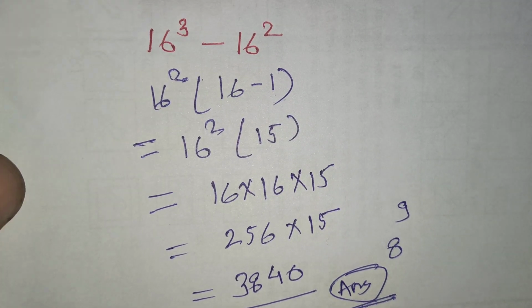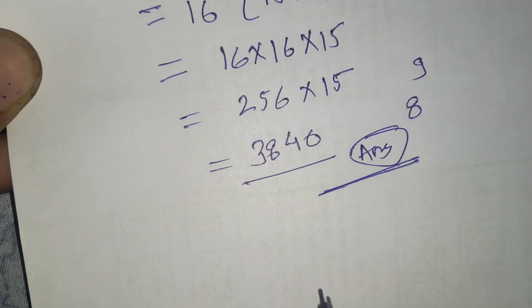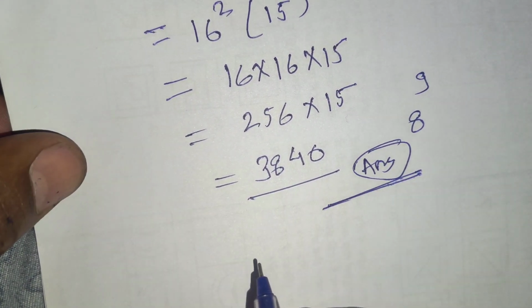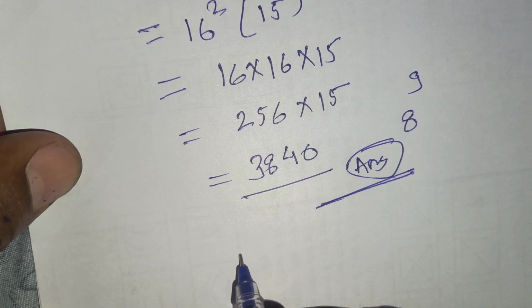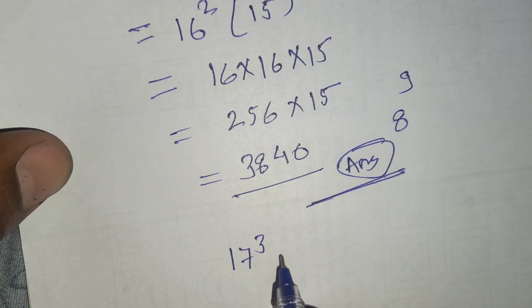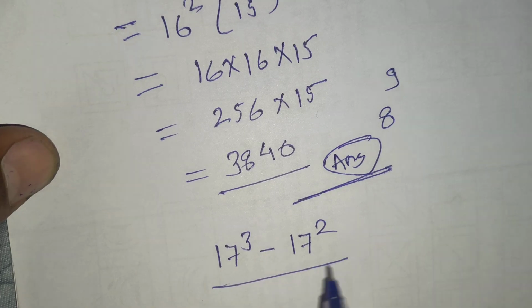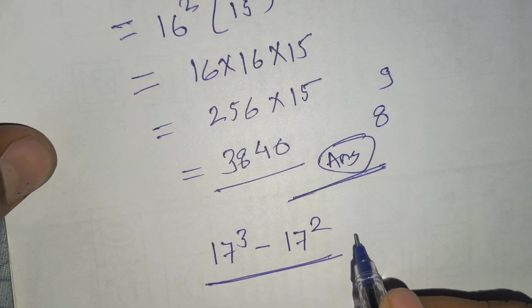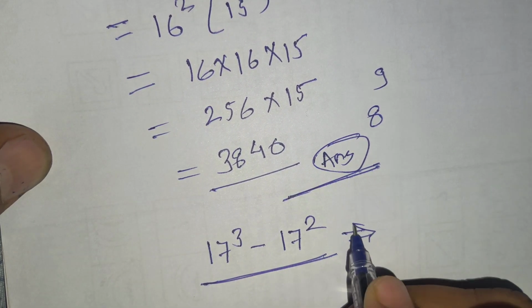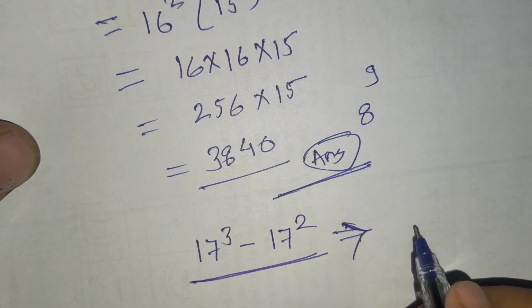Now you have a second question. This is for your homework. I am giving you 17 cube minus 17 square. Find this answer and comment your answer in the comment section.